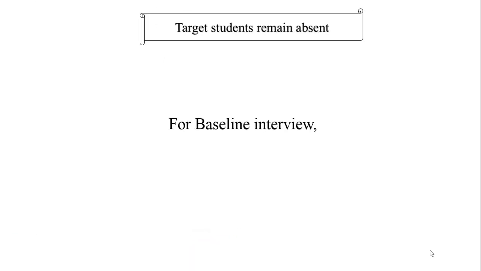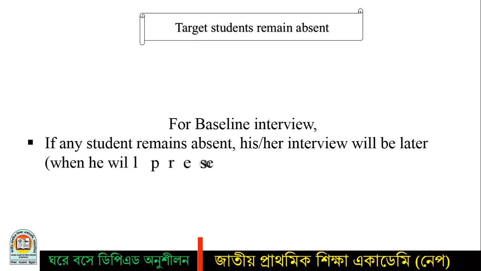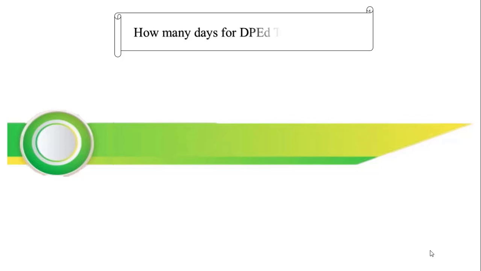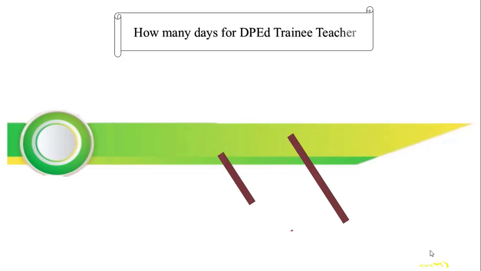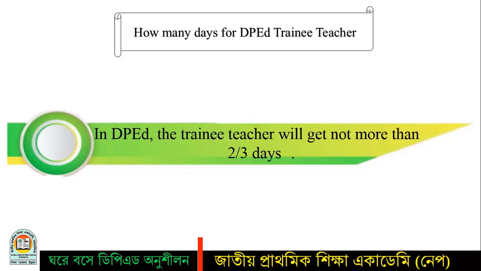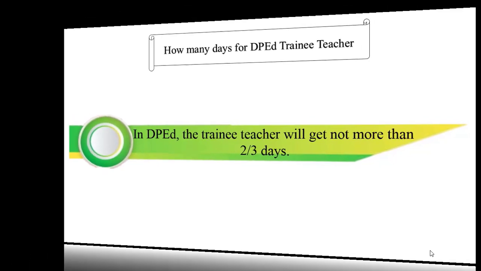What will you do if the target students remain absent? If any student remains absent, his or her interview will be taken later when he or she is present. How many days will the DPED trainee teacher have to do baseline survey? So in DPED, the trainee teacher will get not more than 2 or 3 days. 2 or 3 days for doing this baseline survey.